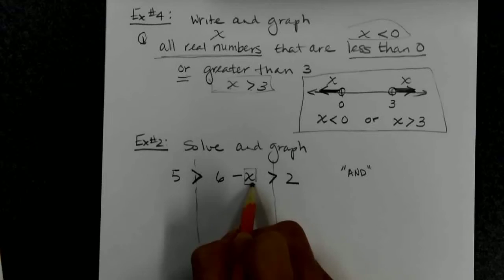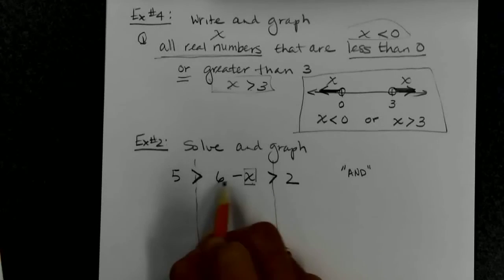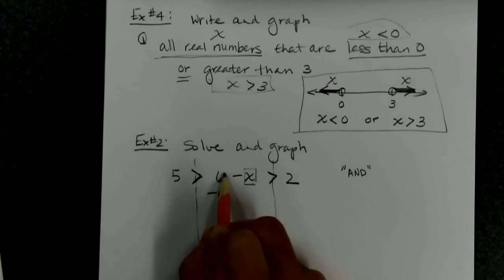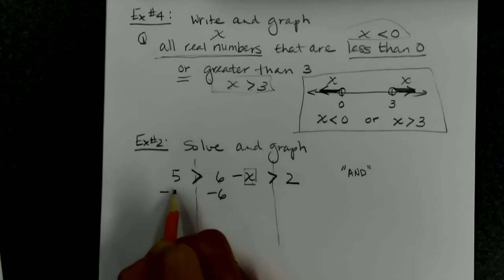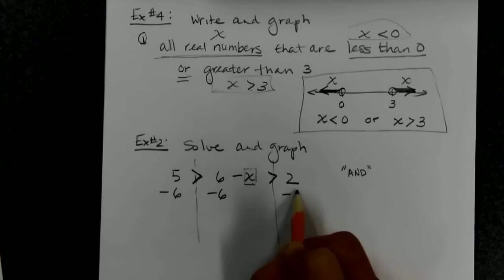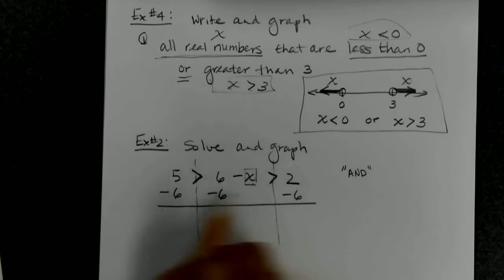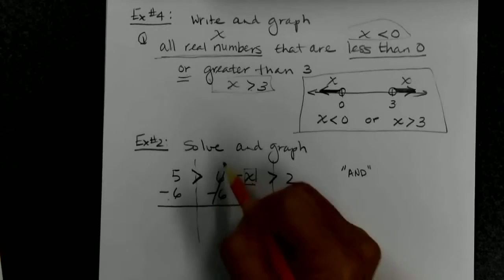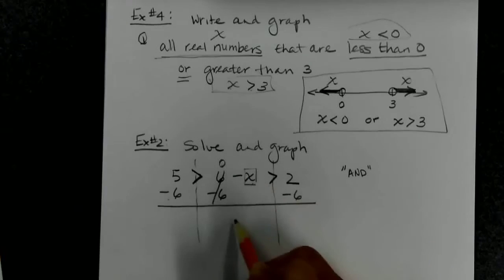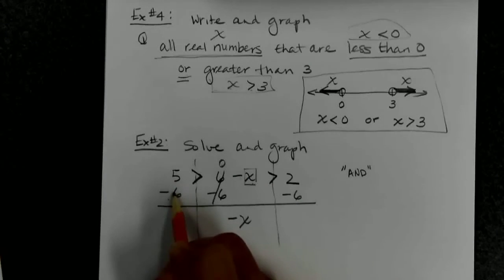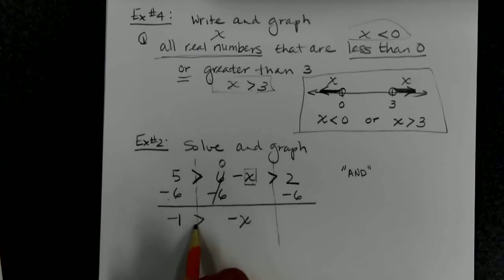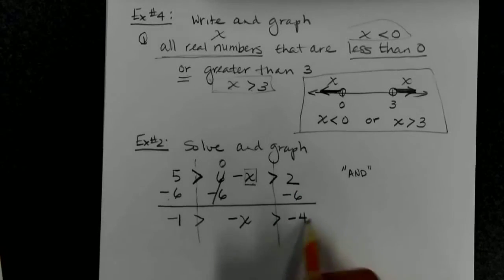So to get this x by itself, the very first thing we've got to do is get rid of this 6, and we get rid of it by subtracting 6. So then that will cancel. So we have to subtract 6 here, but also over here. So we do it to both sides. So then 6 minus 6 is 0. 0 minus x is negative x. And then over here will be negative 1. And this will be negative 4.